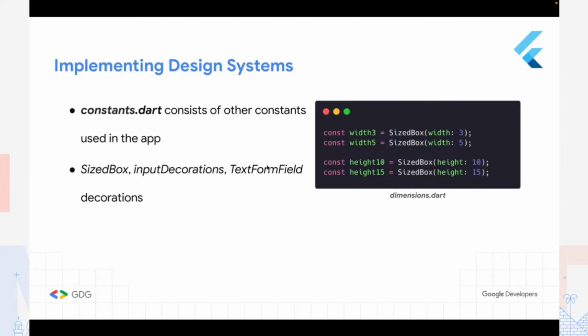So yeah, size box, input decorations, text form field decorations, all can be added here. Constants dot dart. Basically everything that is not text styles and icon fonts, dimensions, colors, I add it here in constants dot dart.